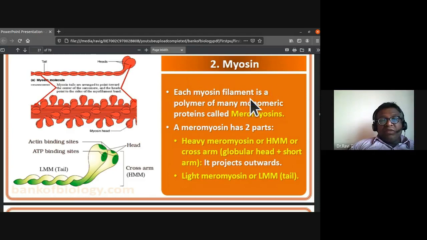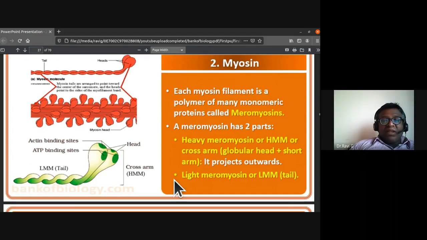Each myosin filament is a polymer of many monomeric proteins called meromyosins. A meromyosin has two parts: the heavy meromyosin, which has a globular head and a short arm that projects outwards, and the light meromyosin or LMM, which forms the tail region.